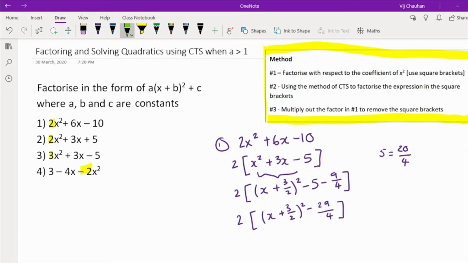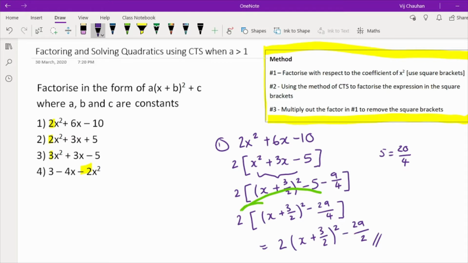And then the final step is multiplying out. So what we're going to do is multiply these two things by that 2. So multiplying out the brackets, we get 2 times x plus 3 over 2 squared minus 29 over 2. Note that nothing inside the brackets is being multiplied because we're multiplying the whole entire bracket. And there is our factorised expression.